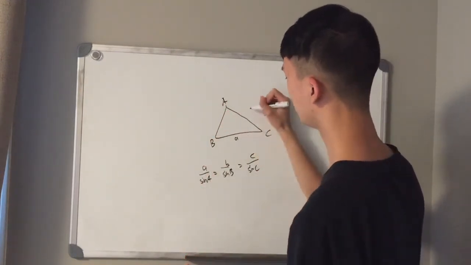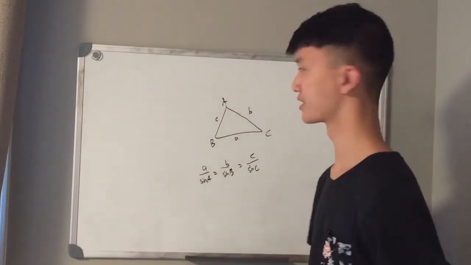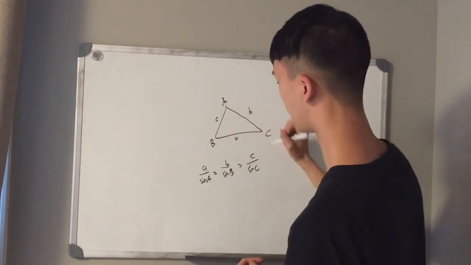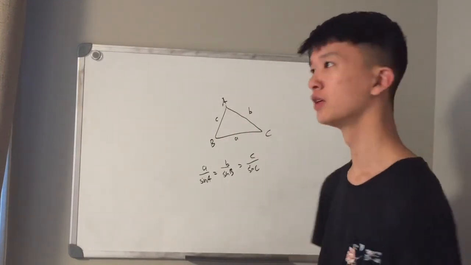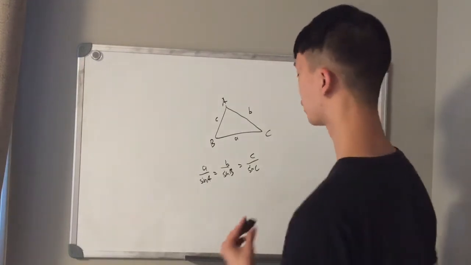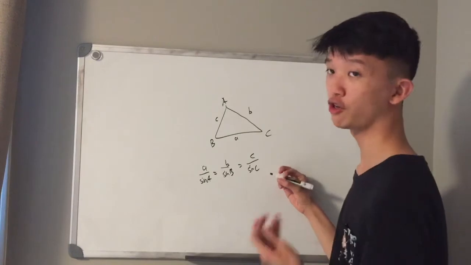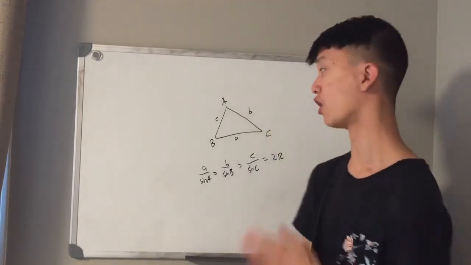So a, b, c, and the capital is where the letter is. So angle A, angle B, and angle C. But the thing that some of you might not know is the extended sine law, which states that a over sine of A is equal to b over sine of B is equal to c over the sine of C, which is also equal to 2R. Now, I'm sure you're wondering what R is.